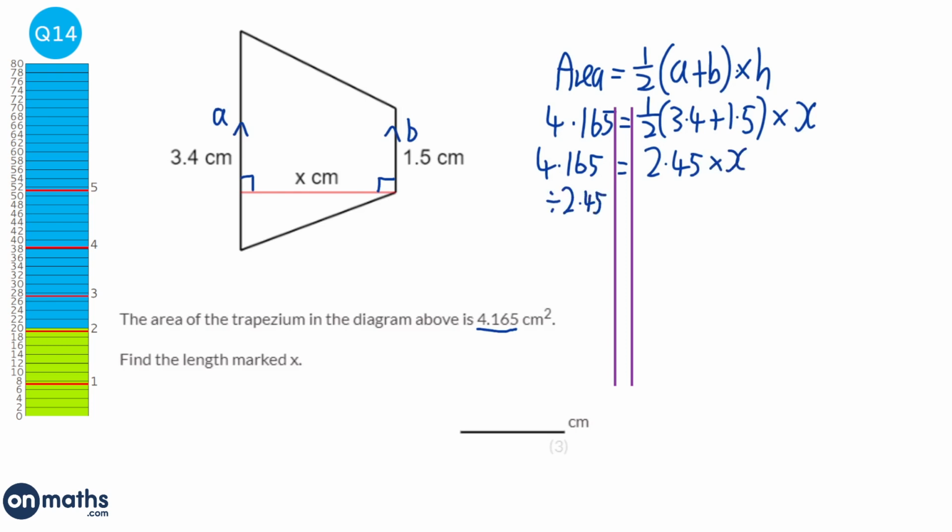Now, we do have videos about how to solve with algebra, so if you're not quite sure what we're doing here, then you can watch those videos. That gives us an answer of 1.7. And we can actually check that. If you put in half times 3.4 plus 1.5 close bracket times 1.7, you should get the answer of 4.165.